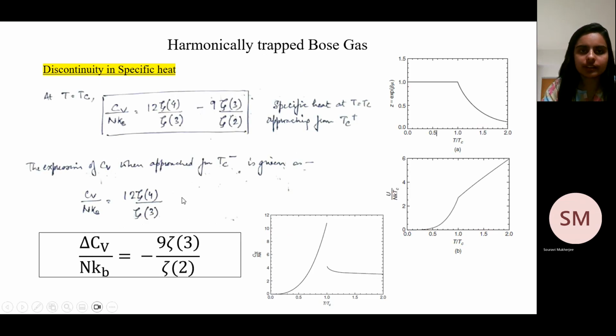You can follow the same concepts of finding the energy and then finding the specific heats. Here you will see that if you find the expression for specific heat at the critical temperature while approaching from Tc plus, that is from higher temperatures, this is the expression that you get. And that does not match with the expression that you get when you approach from the lower temperatures, right? And this tells you that there is a discontinuity in specific heat, as you can see in this plot here. And this is how the discontinuity looks like.